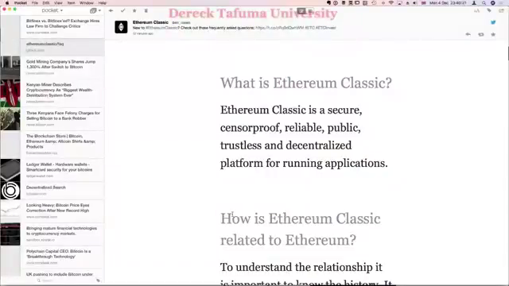Internet applications have issues of security, censorship, reliability, privacy, and trust, and they are centralized. On Ethereum Classic, if it's censor-proof, it means that most of the information you're putting out there is not being censored by the platform.